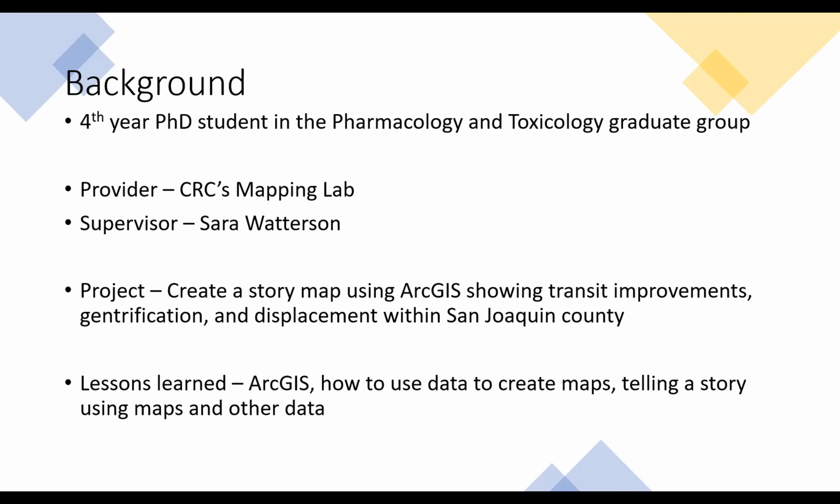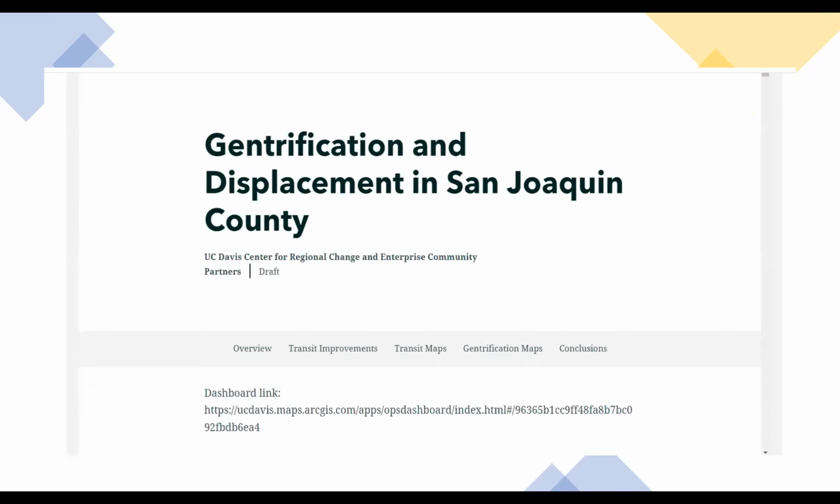And the goal was really to create a story map using ArcGIS, showing how transit improvements might impact gentrification and displacement within San Joaquin County. And so for this project, I really got to work a lot with ArcGIS, learn how to use data to create maps, and then learn how to use these maps and other data sources in order to tell a story. And so for this project, we created a story map, which is an online interactive map.